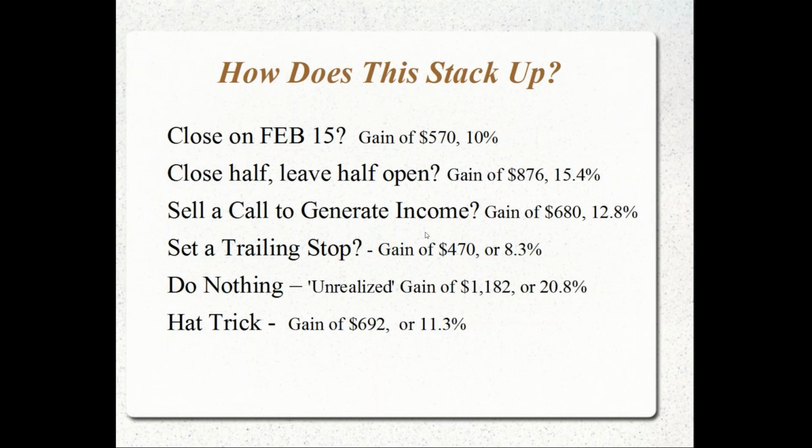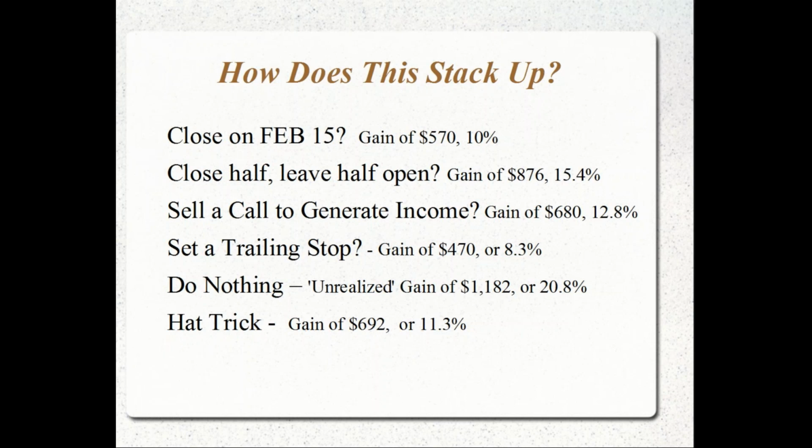Remember, if you set a trailing stop, you got closed out 2 days later. We got a gain of 470 because we set our stop at 61.50, so we make 8.3%. Those of you who did nothing, you've got a gain of 1182 or 20.8%, but now you have to start the cycle over. What do you do next?